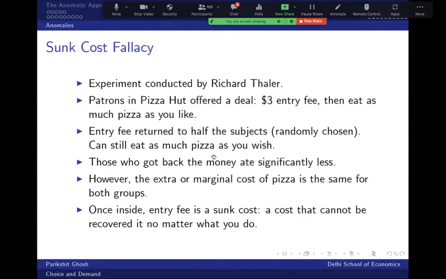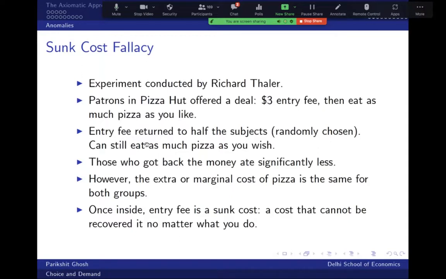Now, after people came in, a randomly selected half of them were refunded the entry fee. Okay, so their entry fee became zero. They didn't know it at the time they paid the entry fee and came in, but they got a refund and it became zero. And for the other half, the control group, there was no refund.